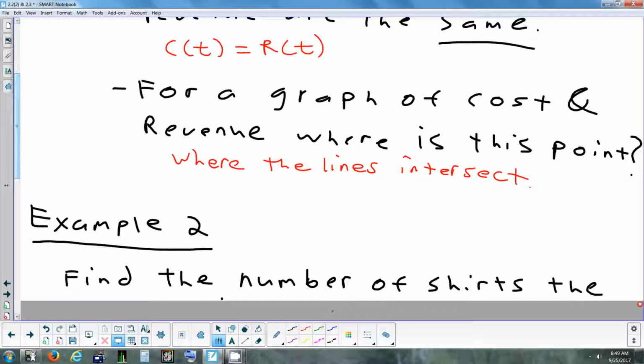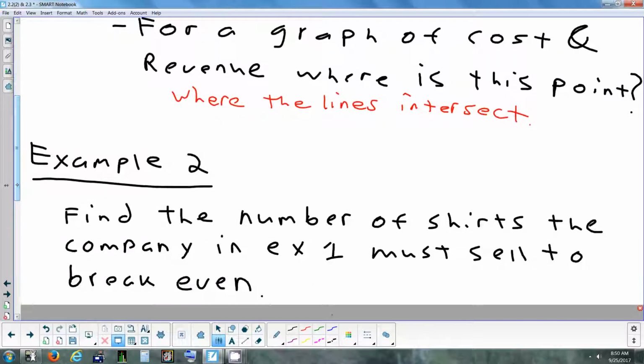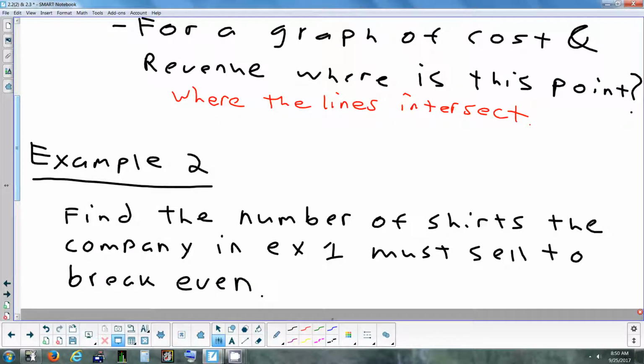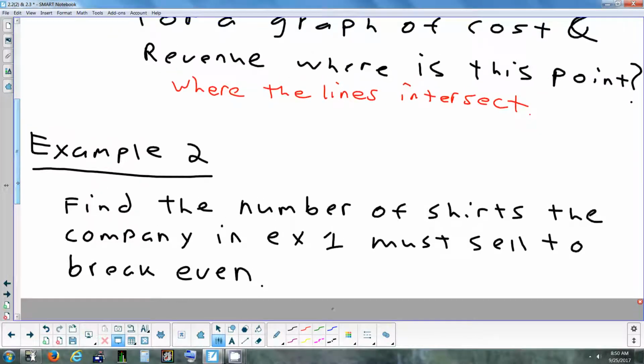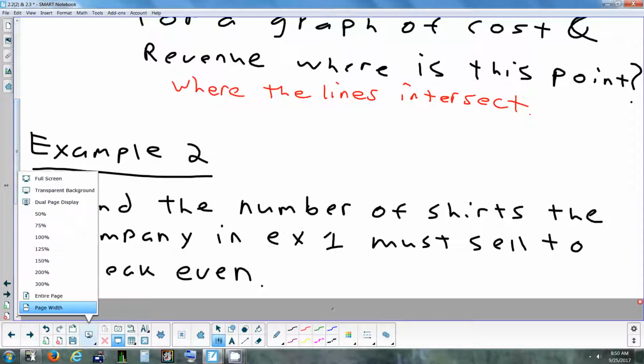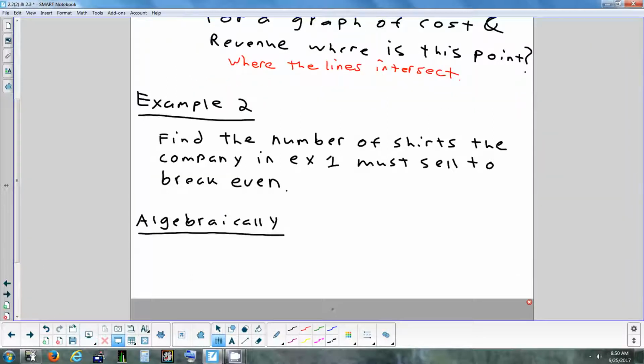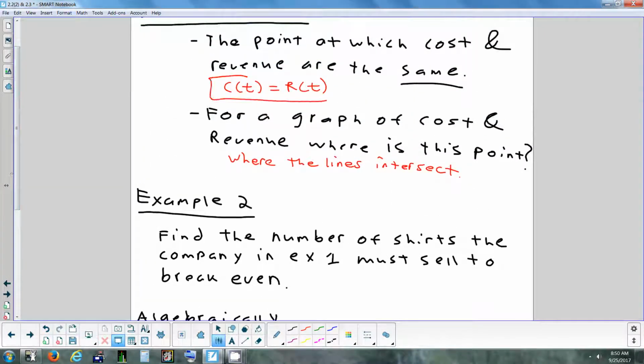Right, so now the next example, we're going to use what we just found, and we're going to figure out the number of shirts that the company has to sell to break even. Does everybody have up to where the lines intersect? Right, so the first way I want to do it is algebraically. So we want to think of that equation. But instead of putting C of t equals R of t, let's actually fill in what C of t is and what R of t is.